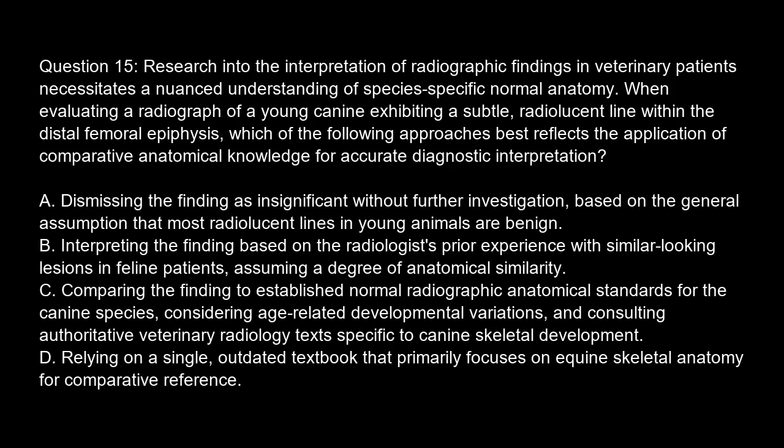Option B. Interpreting the finding based on the radiologist's prior experience with similar-looking lesions in feline patients, assuming a degree of anatomical similarity. Option C. Comparing the finding to established normal radiographic anatomical standards for the canine species, considering age-related developmental variations, and consulting authoritative veterinary radiology texts specific to canine skeletal development. Option D. Relying on a single, outdated textbook that primarily focuses on equine skeletal anatomy for comparative reference.